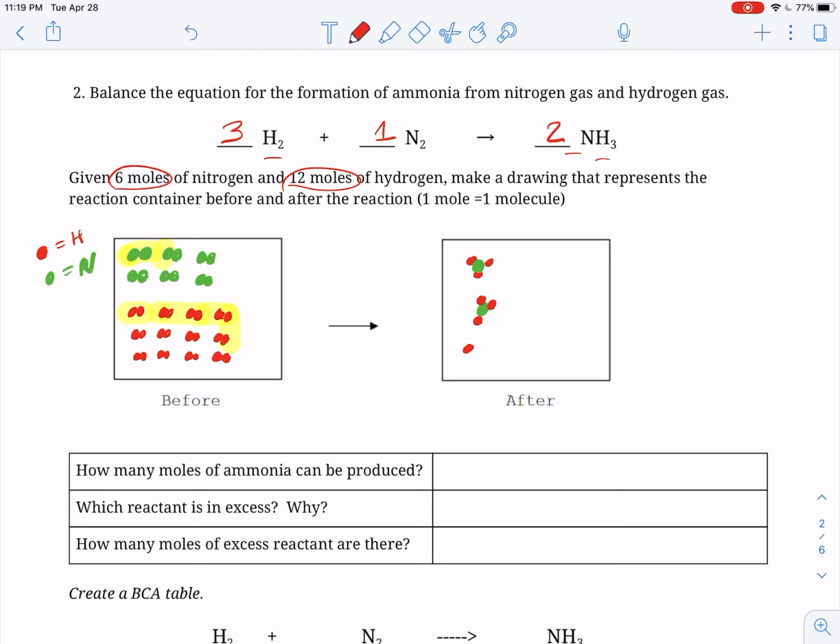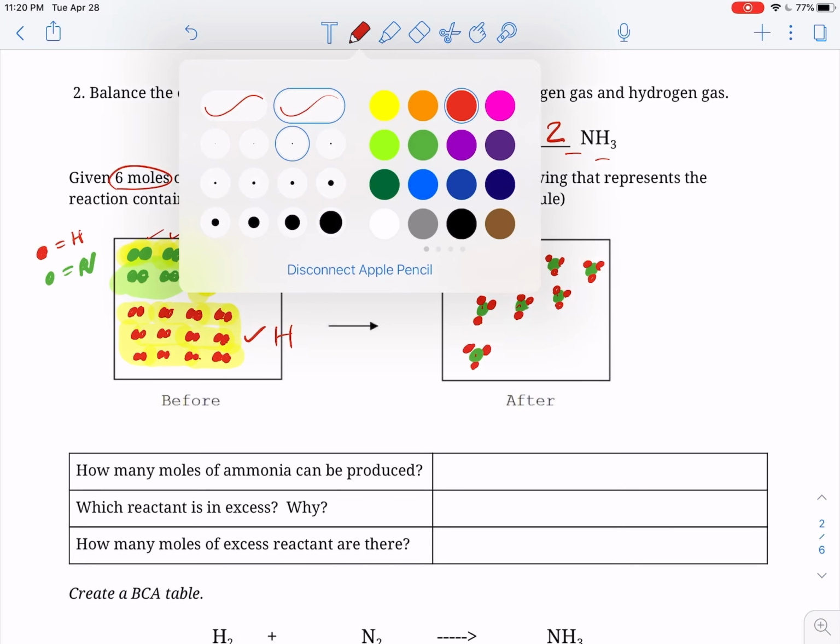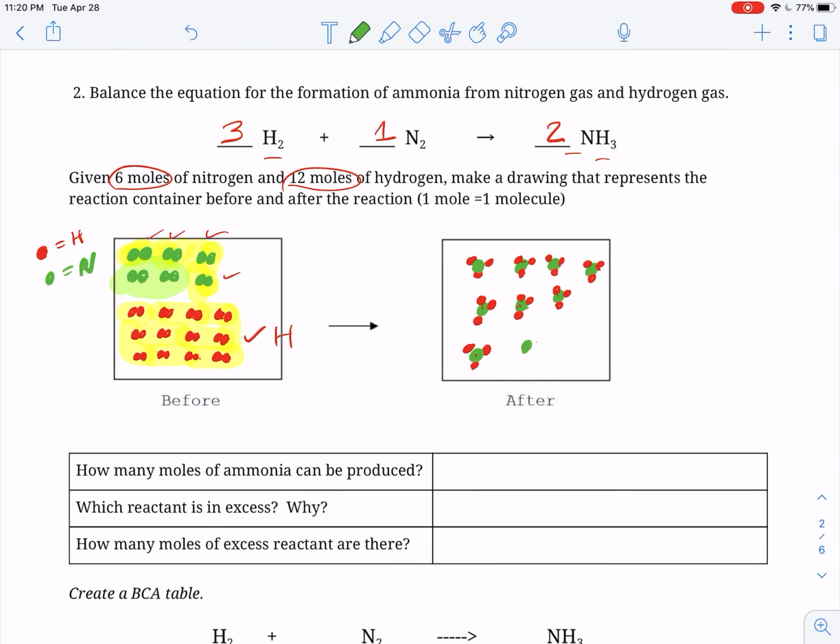So I've used up all the hydrogen. And then I have nitrogen left over. All right, so I can see these guys are left over, so they're going to transfer into the reactant vessel here because they're left over. All right, so how many moles of ammonia can be produced? I was able to produce 8.